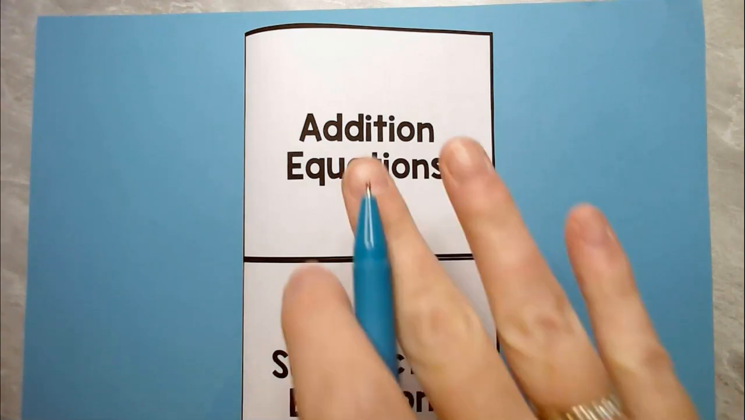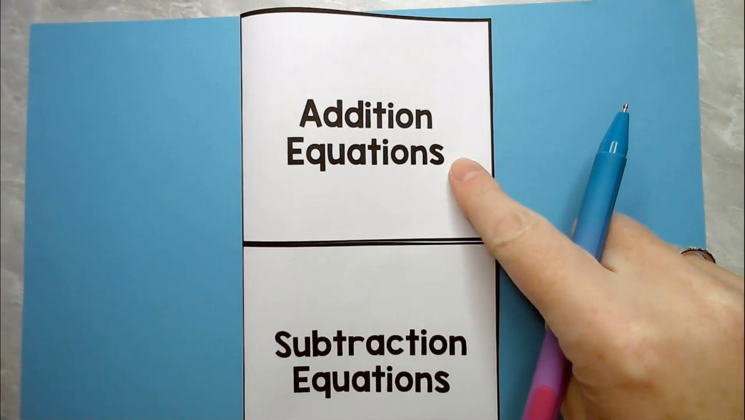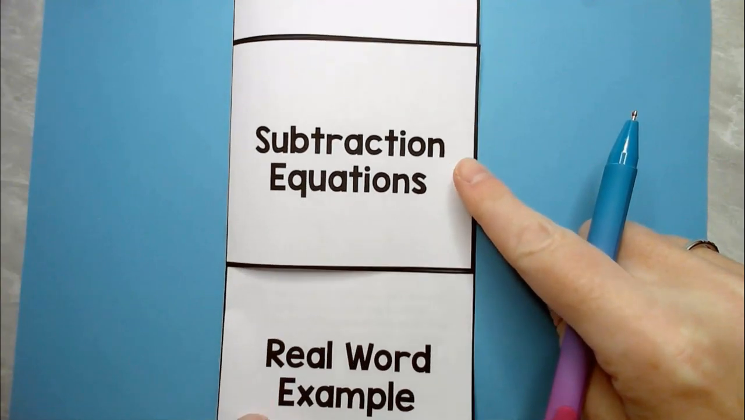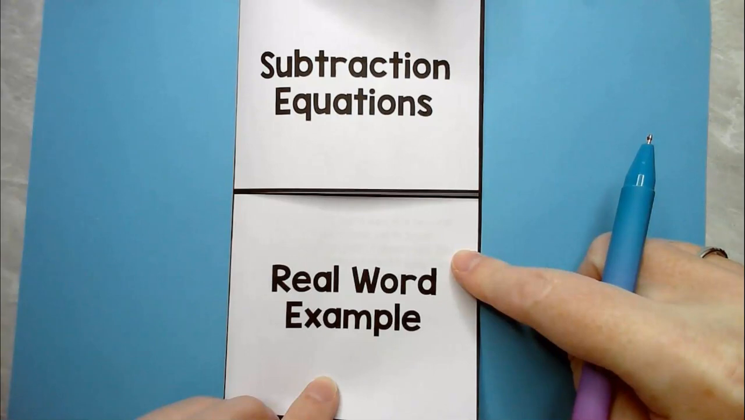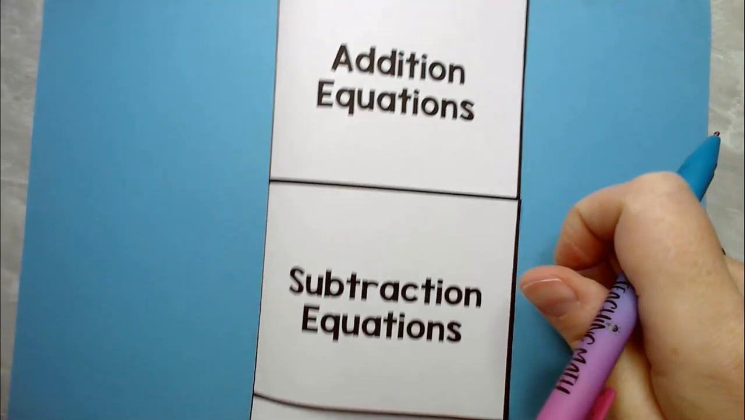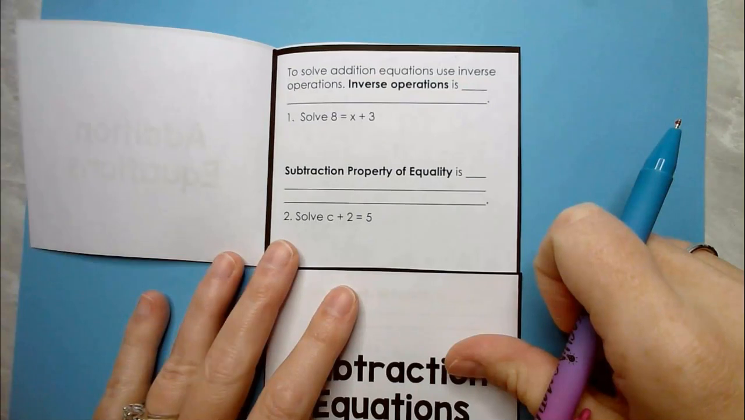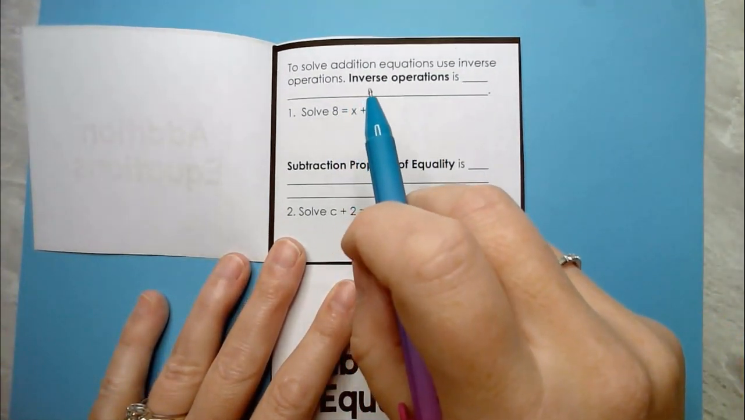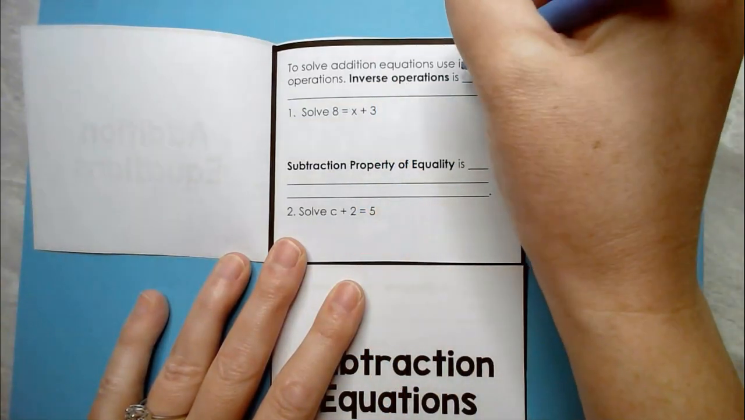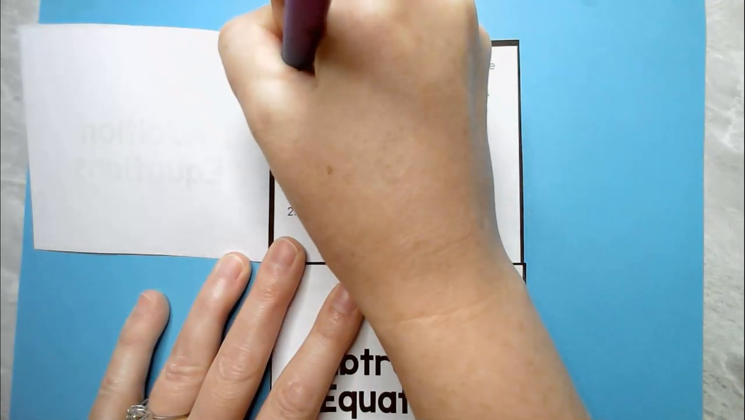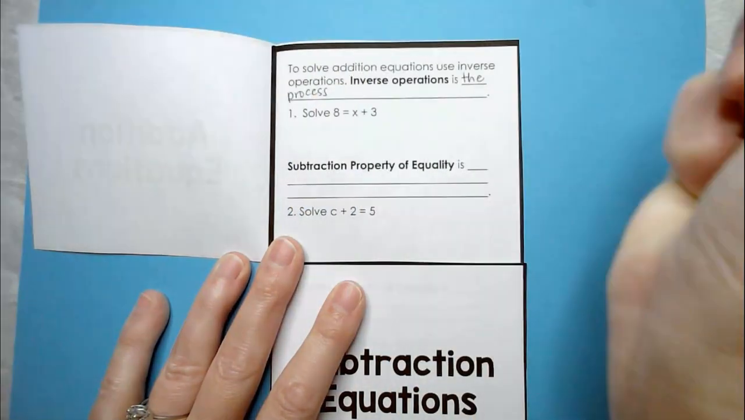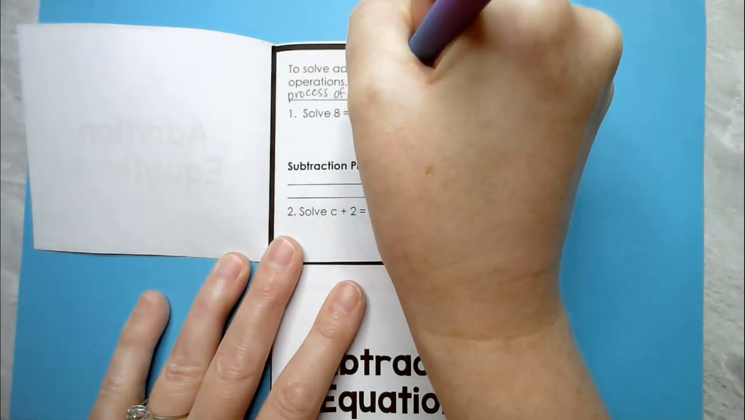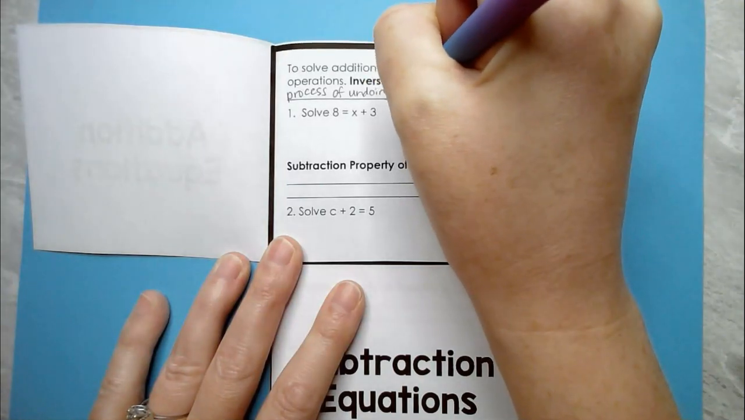Let's label our notes. Addition equations, subtraction equations, real-world example. Addition equations. To solve addition equations, use inverse operations. Inverse operations is the process of undoing another operation.